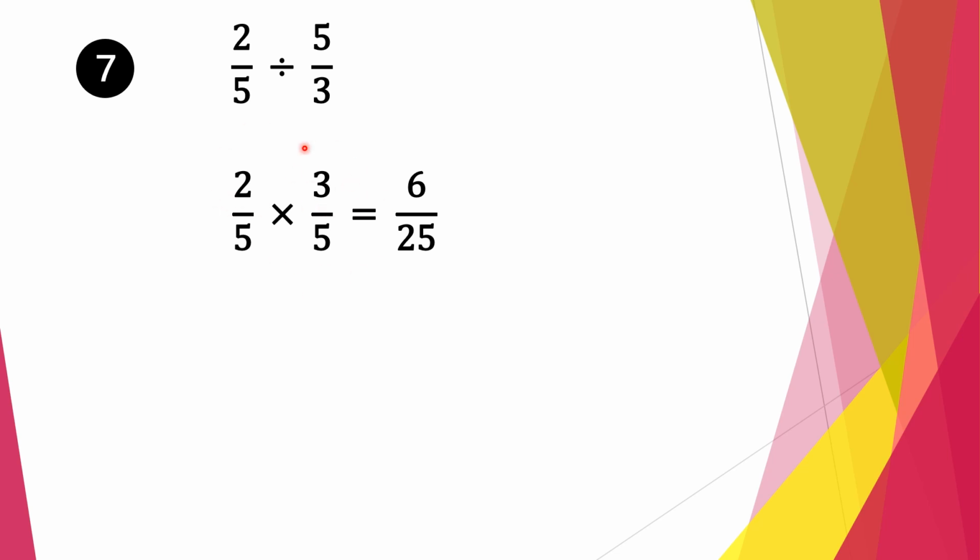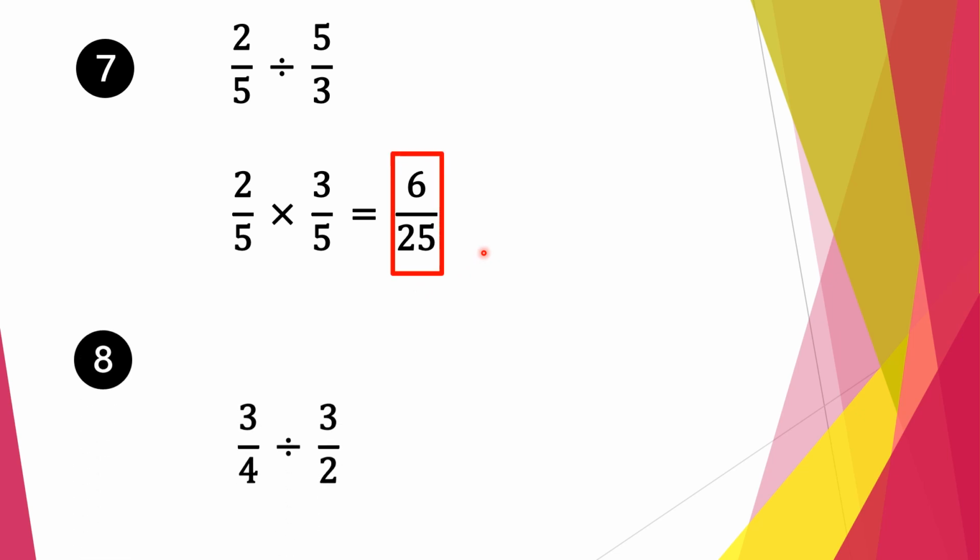Now we have a multiplication. We times our numerator first. 2 times 3 is 6. And then we times our denominator second. So 5 times 5 is 25. So our solution is 6 over 25.